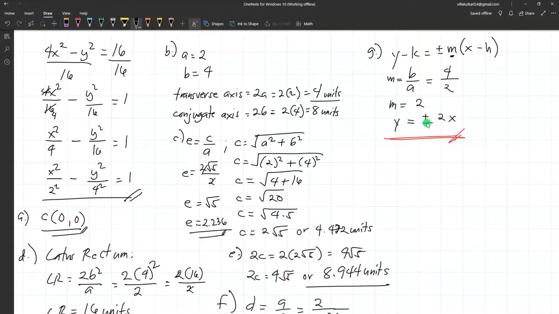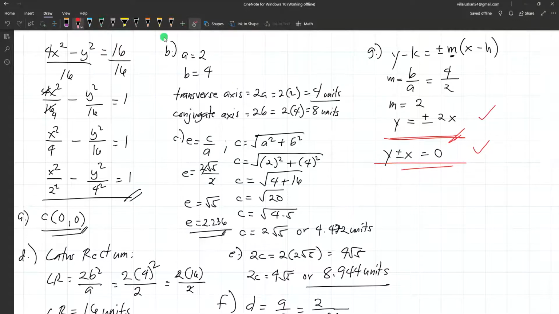You can rewrite that as positive or negative x plus y, or y plus or minus negative x equals 0. Since when you transpose, they will just change the sign. Since we have both positive and negative, it will just be the same. So this is correct, this is correct.